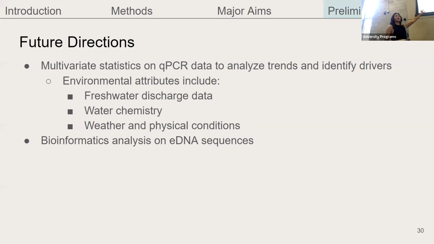And my eDNA sequences, I have been bioinformaticsing on the computer. So I've been working on it. It will take a little longer than the stats, but lots to come.